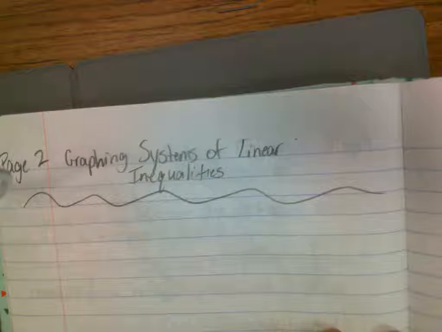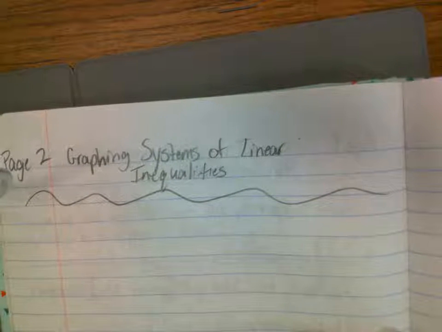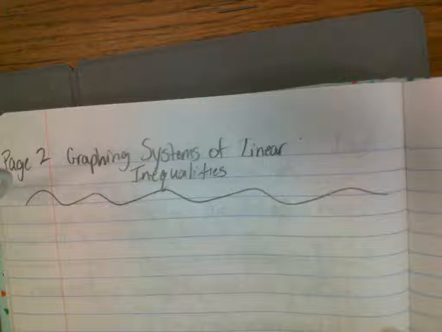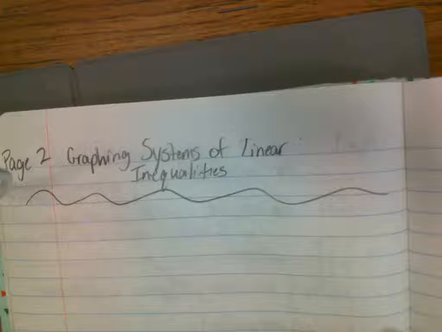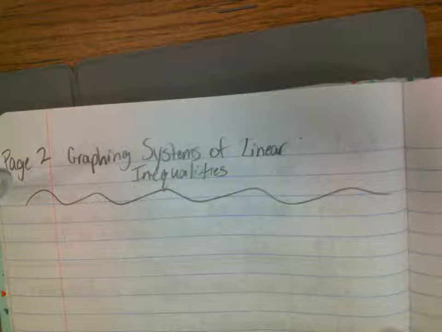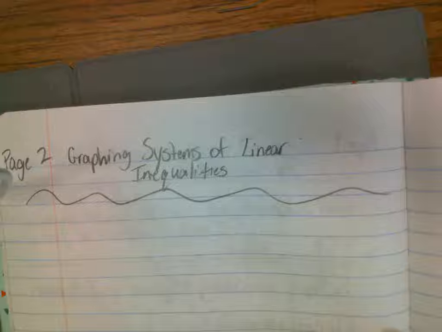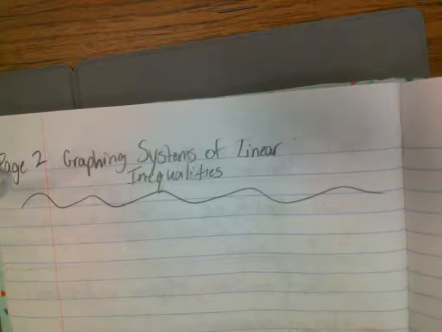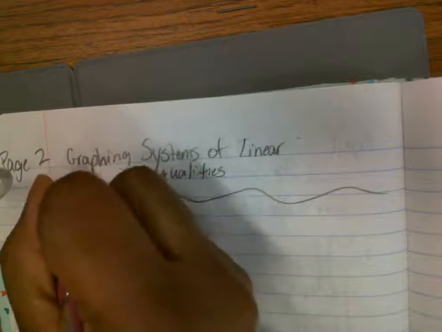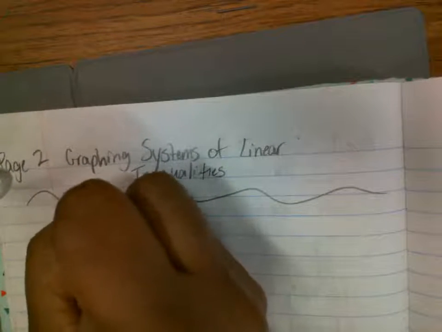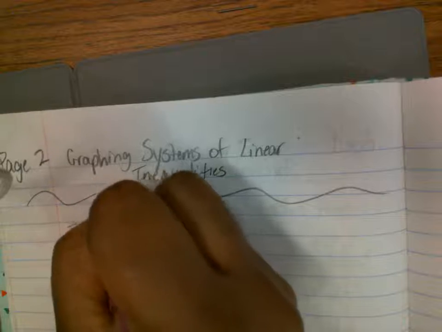All right, so when you're graphing systems of linear inequalities, it's the same as graphing a system of equations. It's just your shading is going to be different. Okay, the line is going to look similar. Some of the lines are going to be exactly the same. Shading is going to be different. Okay. All right, so let's talk about what the different inequalities are.